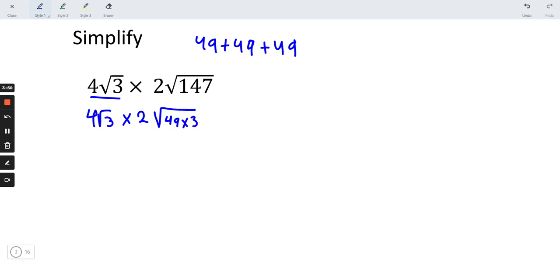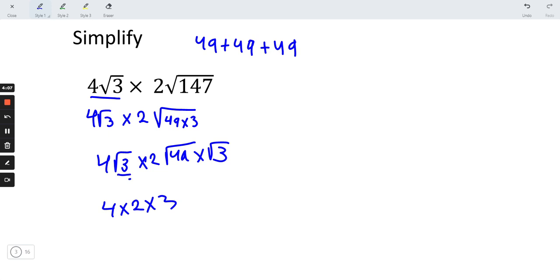Times 3 here, we'll get 4 times square root 3 times 2 times square root 49 times square root 3. Here we'll have 4 times 2 times 3, because square root 3 times square root 3 is 3, and the square root of 49 is 7, so you should multiply it again by 7. Here we'll get 8 times 21, and this will give us 168.